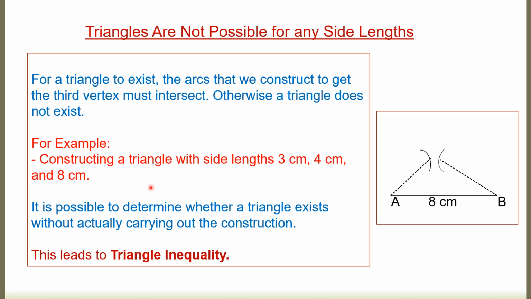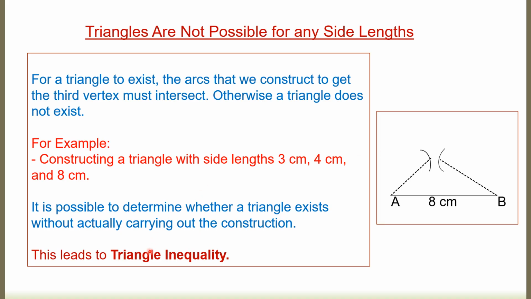Let me take an example. While constructing a triangle with side lengths 3 cm, 4 cm and 8 cm, you can see here I have drawn a line segment with 8 cm as the base, AB. Now with A as center and 3 cm as radius, an arc is cut. With B as center and 4 cm as radius, another arc is cut. These two arcs are not intersecting anywhere. These two arcs will go and cut on this straight line only. That means a triangle does not exist.